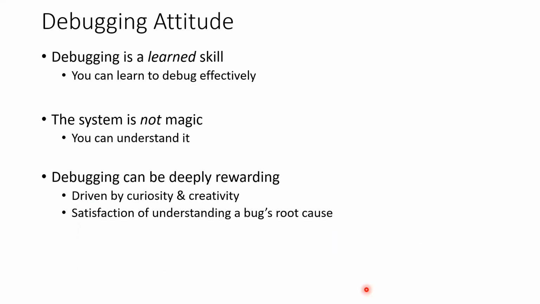It is a learned skill. You can learn to debug effectively, and you will eventually develop the skill to become more and more experienced. The system is not magic, meaning that you can understand it. And when you understand it, you will be able to debug and find bugs in it. It is a deeply rewarding experience if you can find a bug, understand it, and fix it.